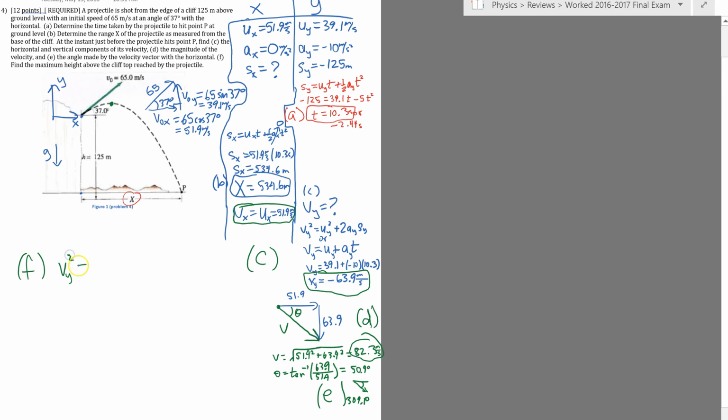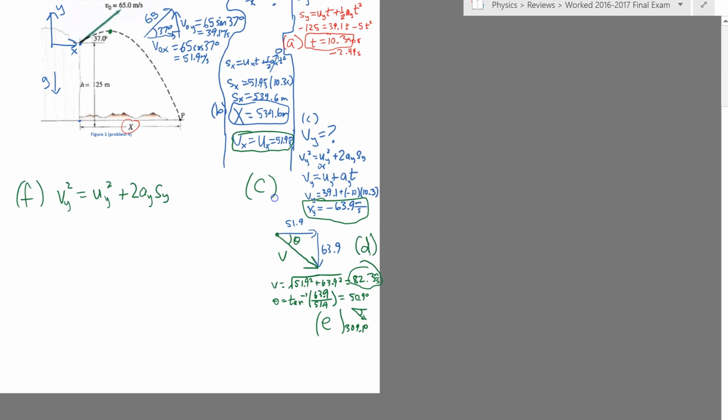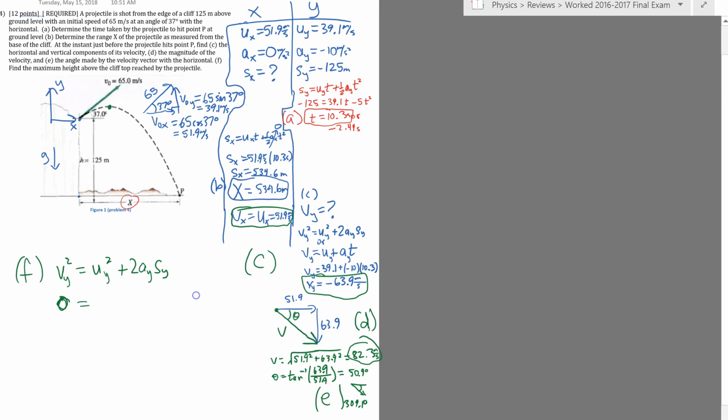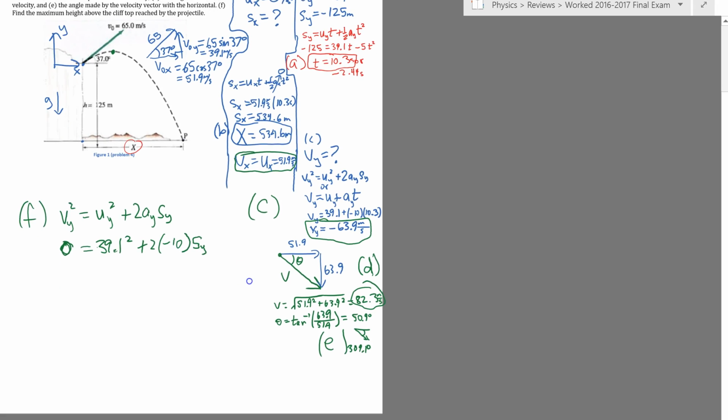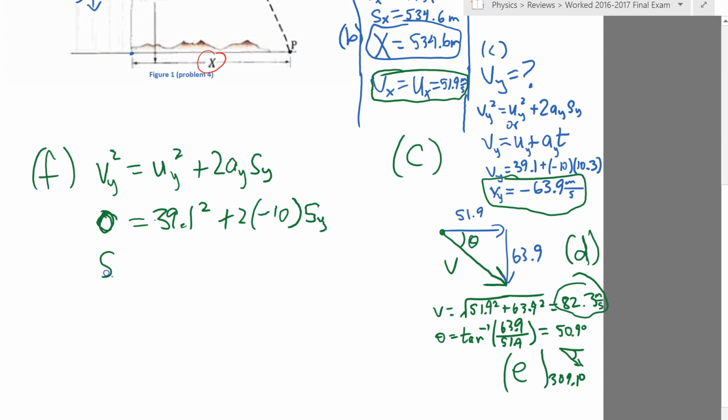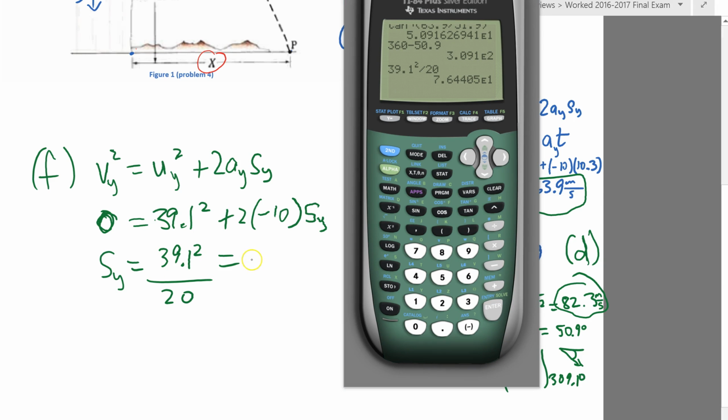So if you do this with Vy squared equals Uy squared plus 2AySy, plug in 0 for the final velocity because that's what happens at the top of the path. Initial velocity is 39.1. And then the displacement in the y direction will be the answer that F is asking you for. So if you solve that for displacement in the y direction, you get 39.1 squared divided by 20, which is 76.4 meters.